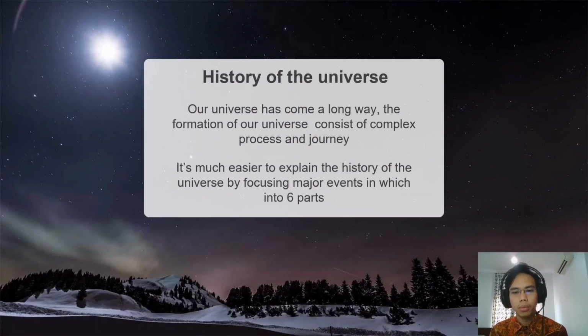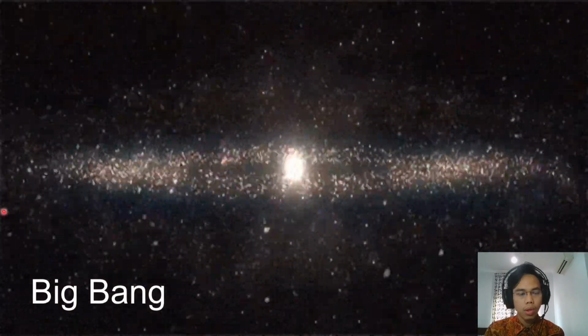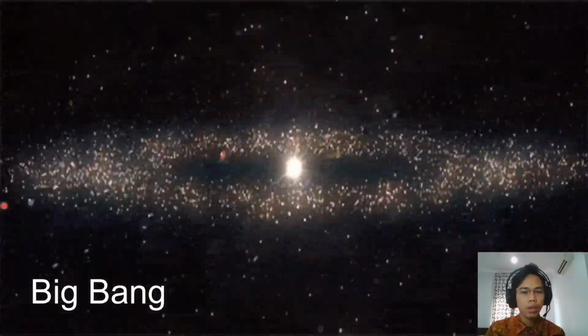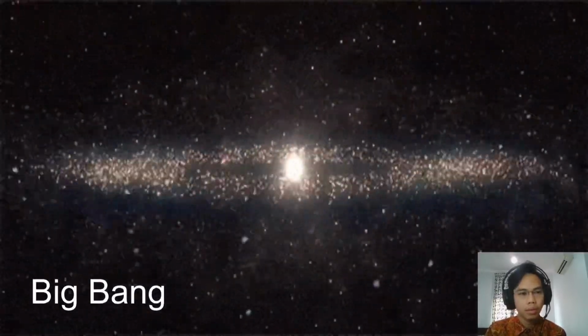Our universe has come a long way. The formation of our universe consists of a complex process and journey. It is much easier to explain the history of the universe by focusing on major events, which I've broken into 6 parts. This is the part that I talked about previously. So let's start with the Big Bang. This is an artist's impression of the Big Bang.